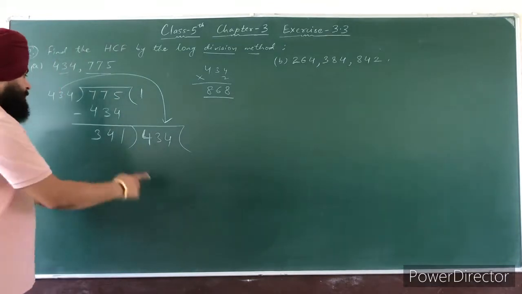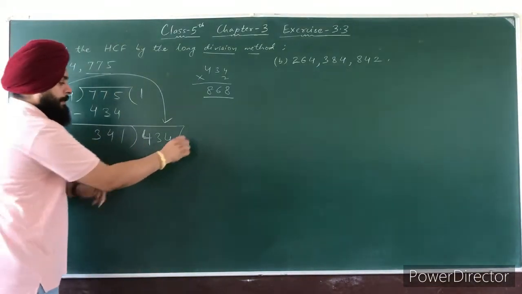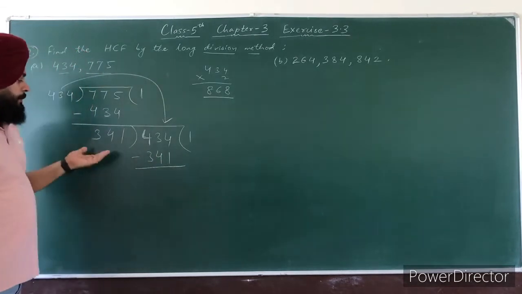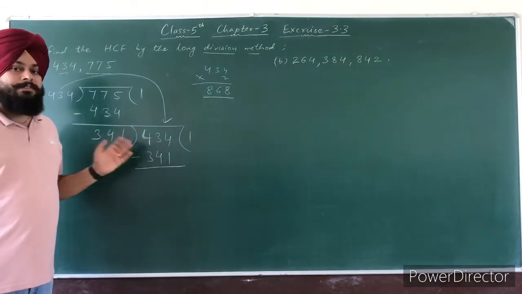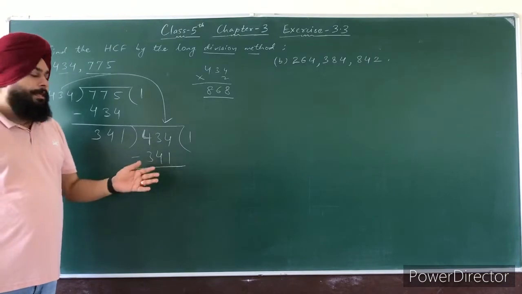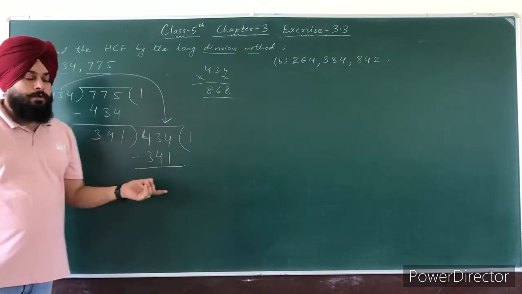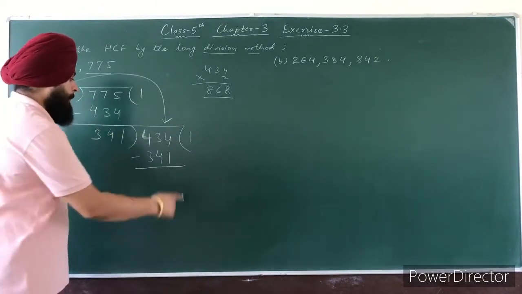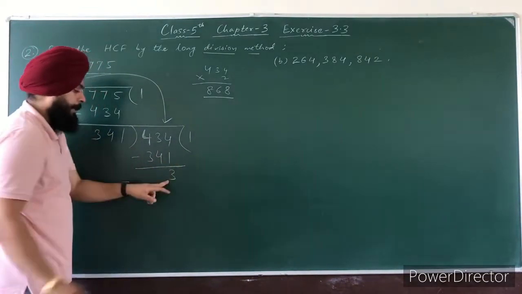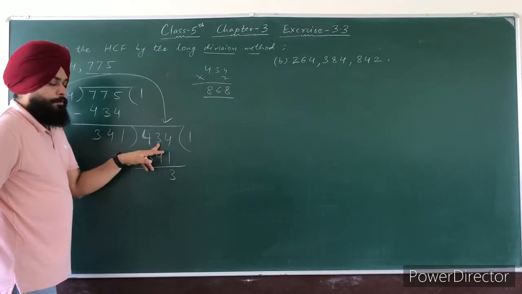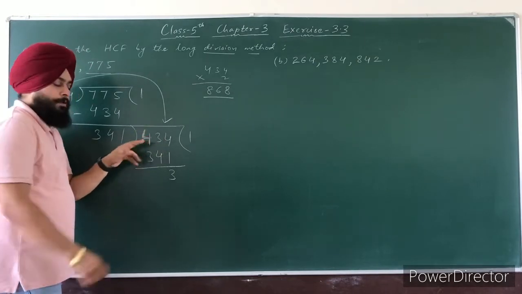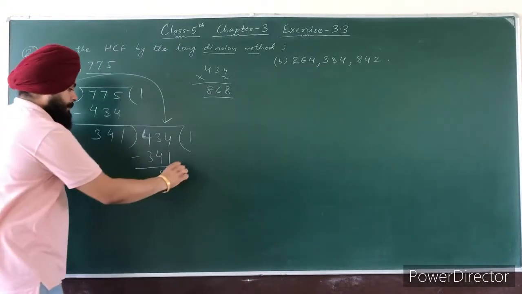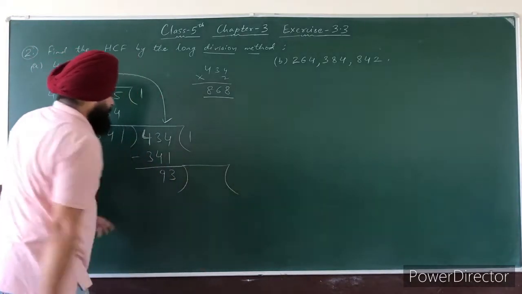Clear? So next 341. 341 ones are again 341, because if you take 341 twos, it is 682, which is greater than this 434. So we will take 341 ones are 341. Now 4 minus 1 is 3. 4 is subtracted from 3? No. So it will take borrow from 4. So it is 13 minus 4 is 9. Clear? Now again repeat the process.